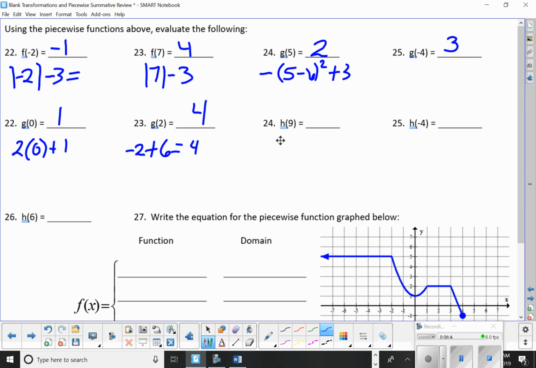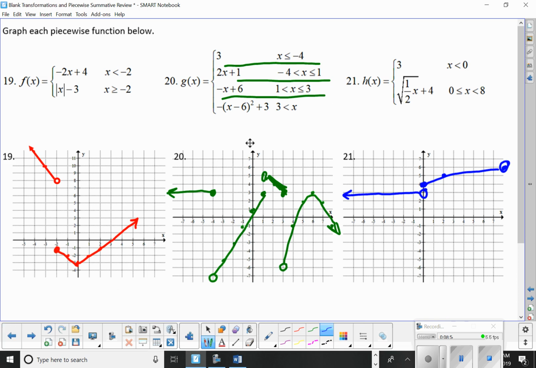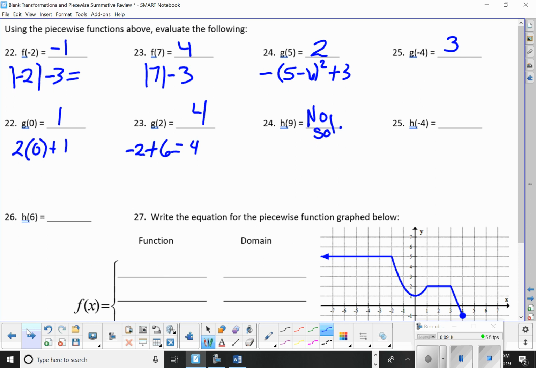Okay. H of 9, ooh, this is no solution. Why? Let's go back and look at H. H of 9. If x is equal to 9, 9 is not less than 0. 9 is not between 0 and 8. It doesn't exist. Okay? This is like saying the body mass index of somebody that's negative pounds. You can't be negative pounds. Okay? It does not exist. H of negative 4 is just 3.